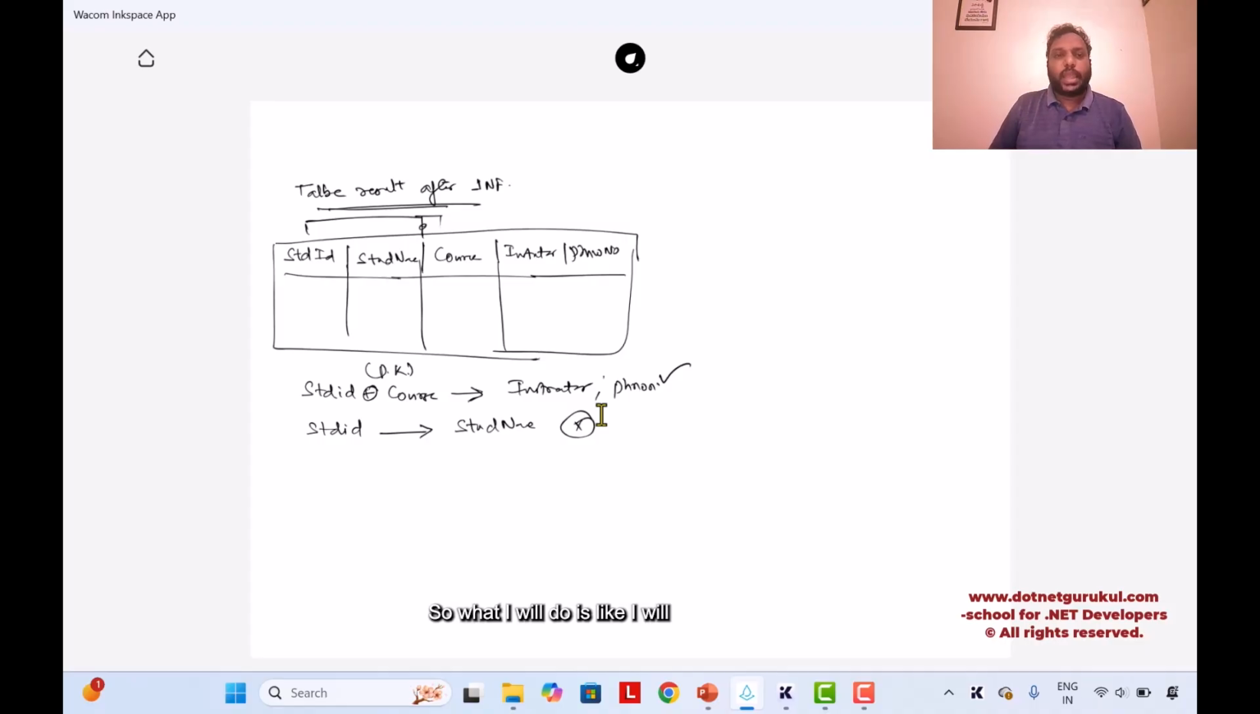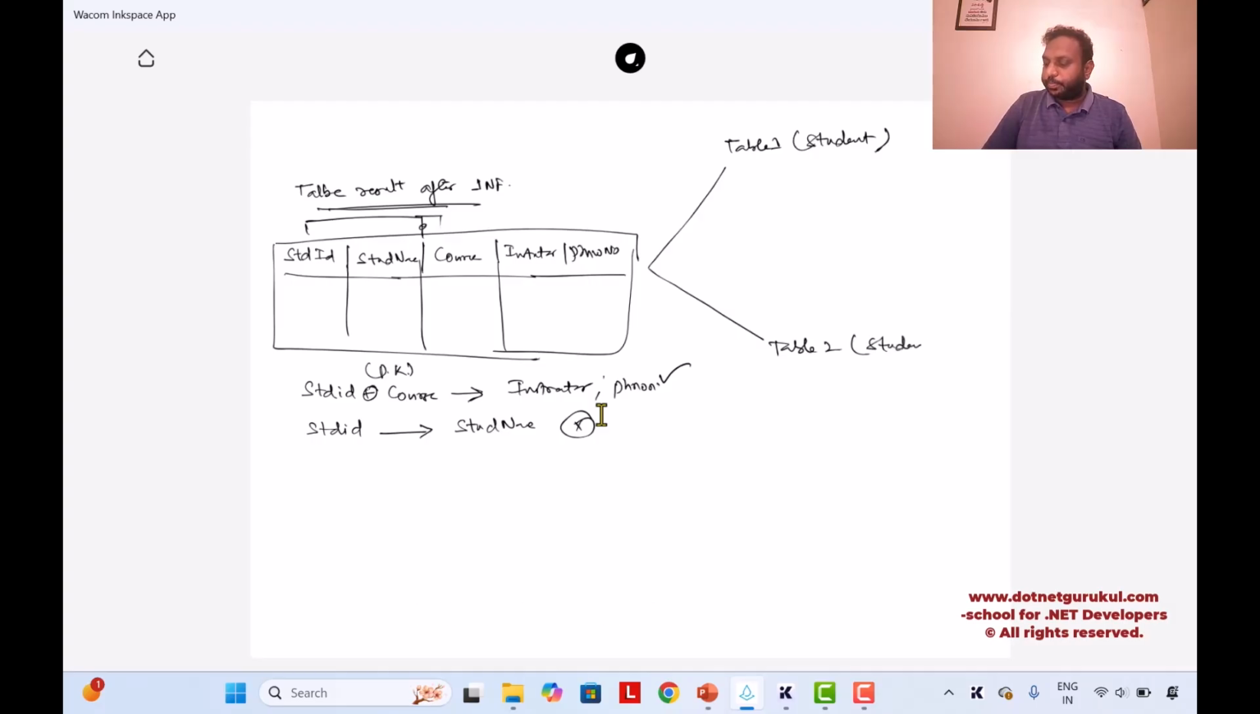So what I will do is split this table into two different tables, table 1 and table 2. Table 1 will have the student ID and the student name, the student table. Table 2 will have the student courses.